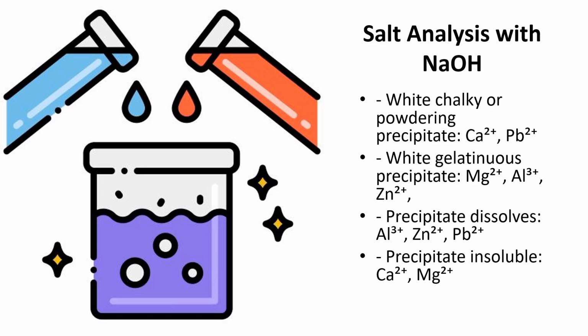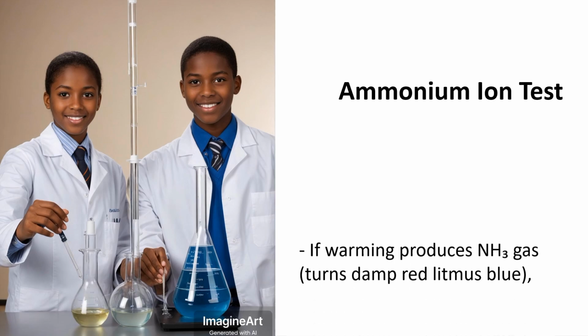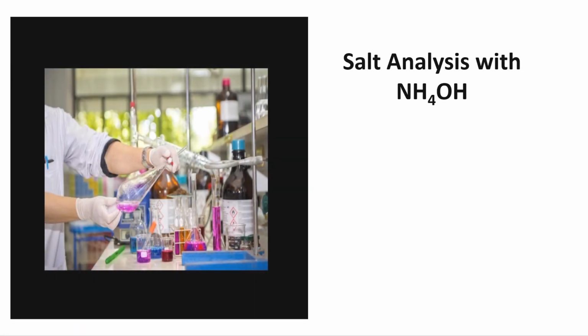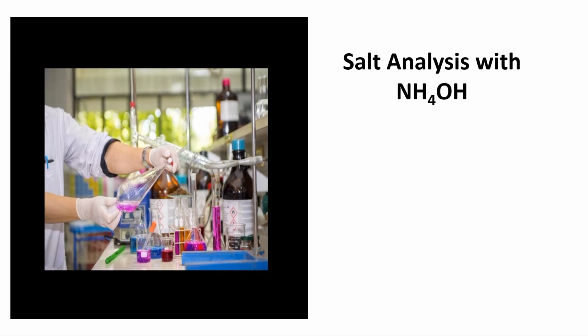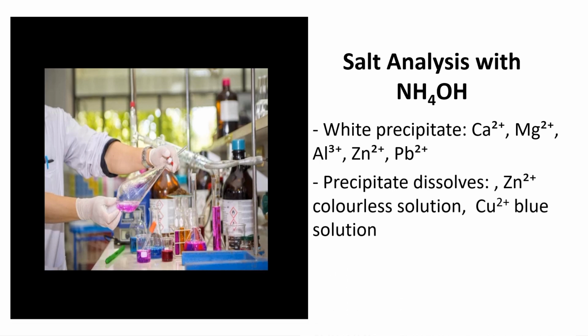But if the observation is the white precipitate is insoluble, then the inference is Ca2+, Mg2+ ions are present. If the mixture was warmed, and the gas being released is capable of turning damp red litmus paper blue, it is ammonia gas NH3, and the ion present is ammonium ion NH4+. If ammonium hydroxide was used instead of sodium hydroxide, only zinc ions will be soluble in excess, and copper-2 ions will give a deep blue solution. No reaction with calcium ions, but the rest are the same as sodium hydroxide.